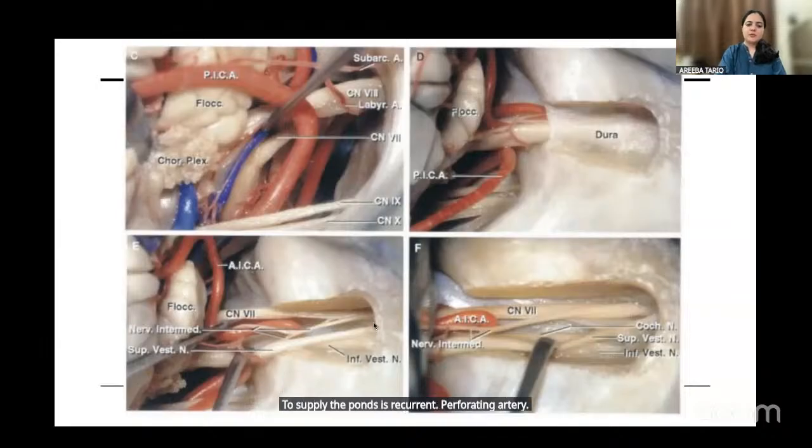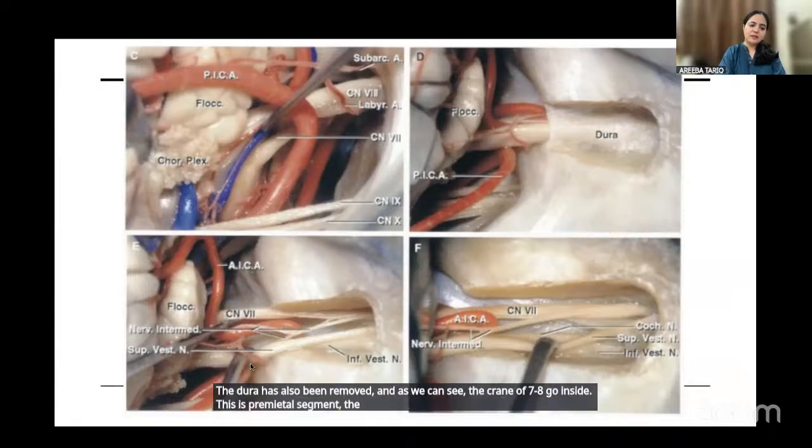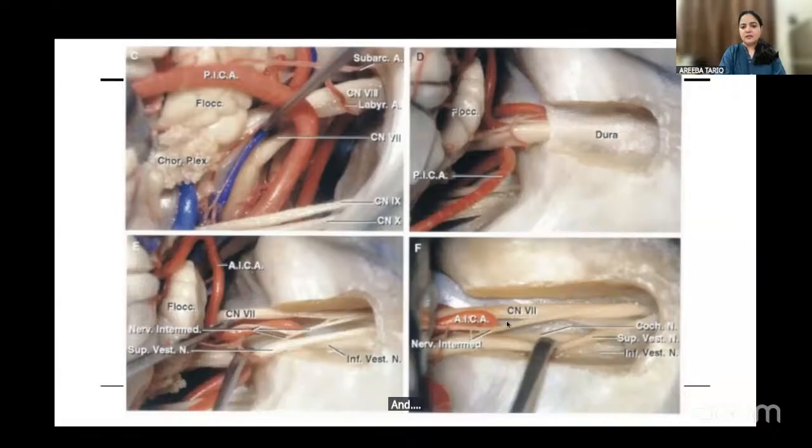The dura has also been removed, and as we can see, the cranial nerves 7th and 8th go inside. This is the premeatal segment, the meatal segment going inside, and the postmeatal segment, and the labyrinthine artery usually running here.